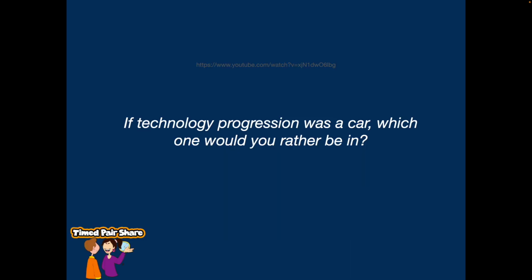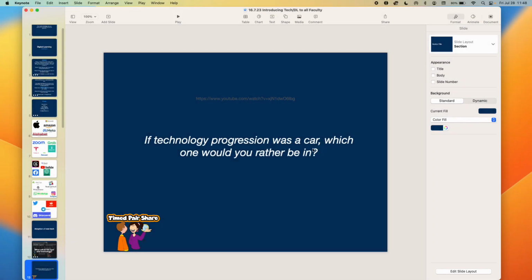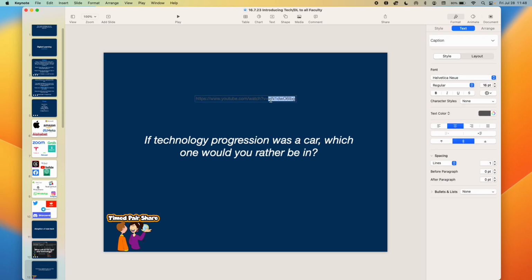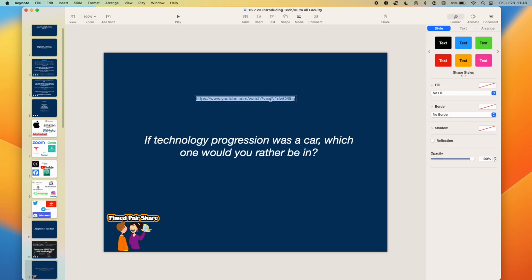So I've got this one. It's actually a Kagan learning structure called time per share. The question is, if technology progression was a car, which one would you rather be in? I thought this would be funny, because in the past, not recently, but I've certainly been slow to take up some things.